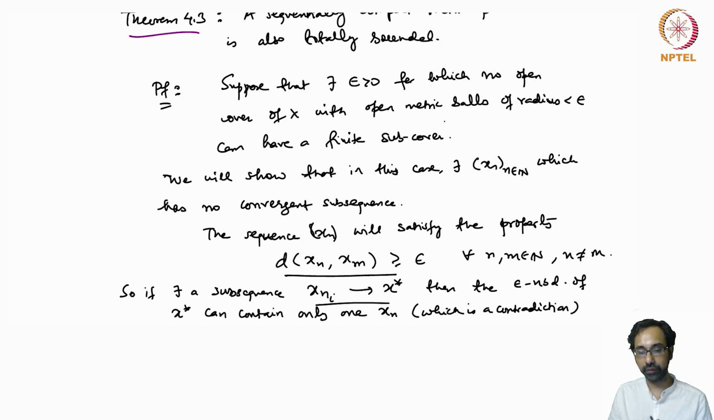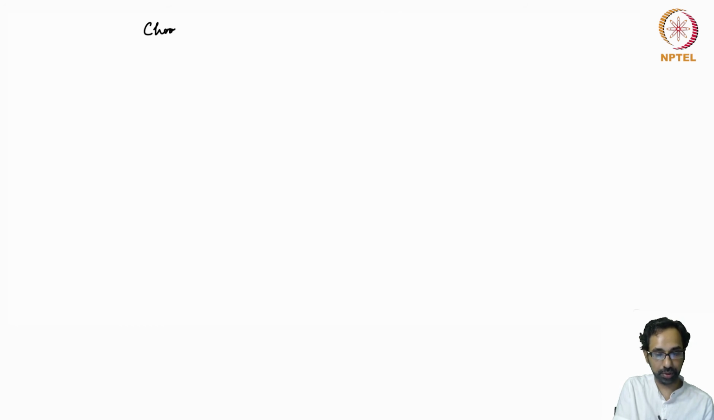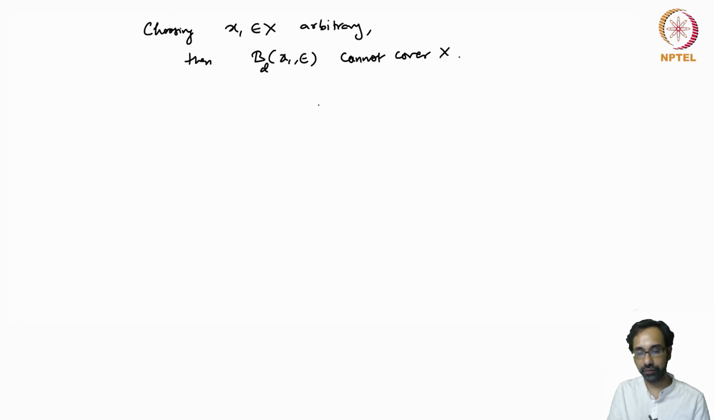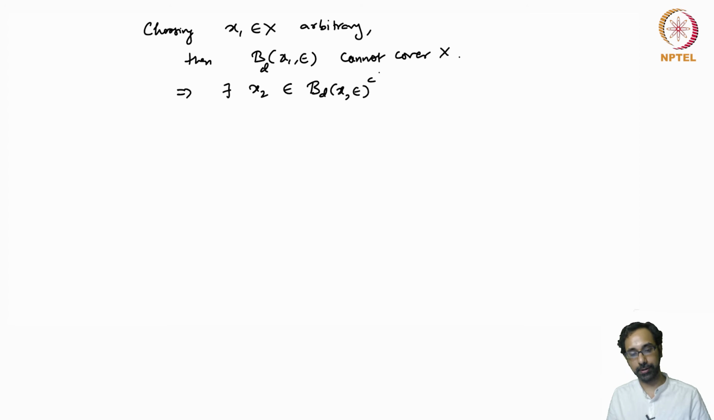So since we have that no open cover of X with open metric balls of radius less than epsilon can have a finite subcover, this means that choosing x1 an arbitrary point, B(x1, epsilon) cannot cover X. This is simply because if it did cover X, then there would be a finite open cover of X with metric balls. So this is not possible. So this means that there exists a point x2 belonging to the complement of this metric ball of center x1 and radius epsilon.